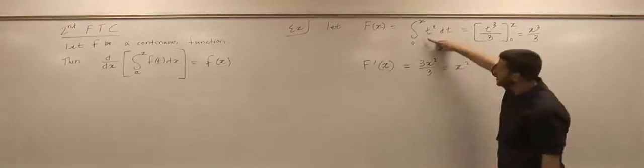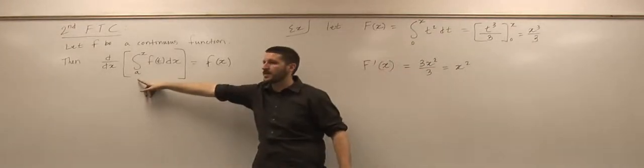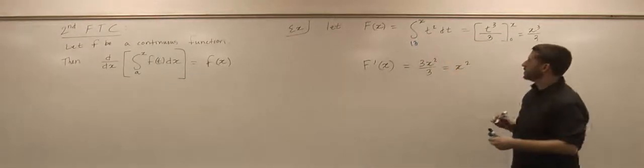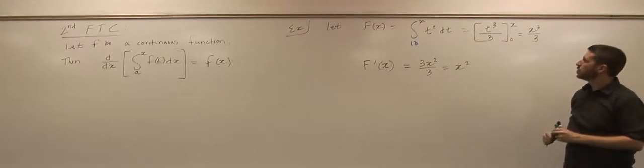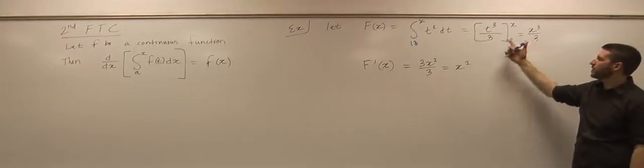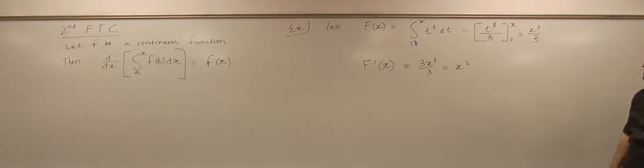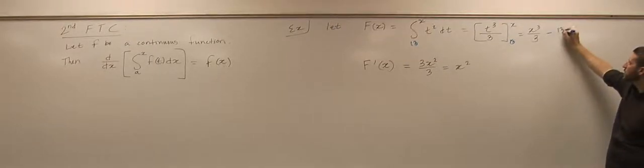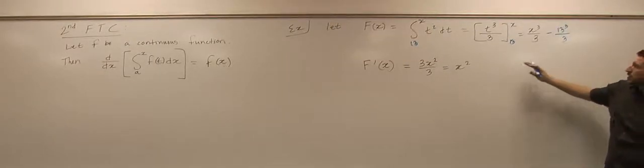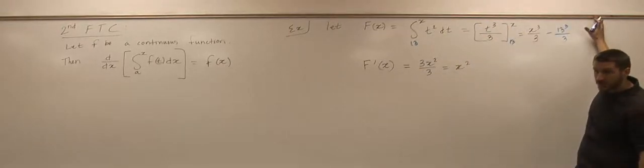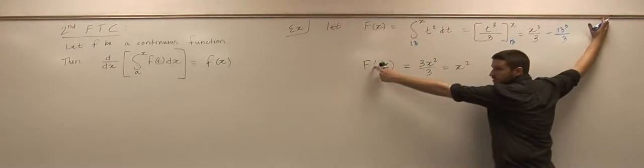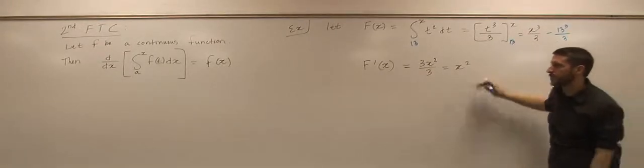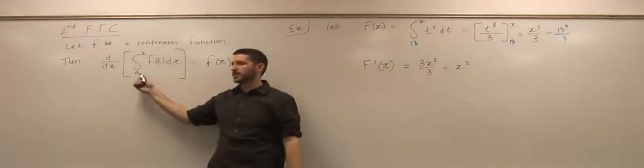What do you think changes here? Because this is supposed to be true for any a. So what if I put 13 down here instead of 0? How would that change my antiderivative, or my definite integral? This would put a 13, right? And then we have minus 13 cubed over 3. So capital F changes, but capital F prime isn't going to change, right? Because the derivative of a constant is 0. So it doesn't matter what constant you put here, it's going to get derived away.